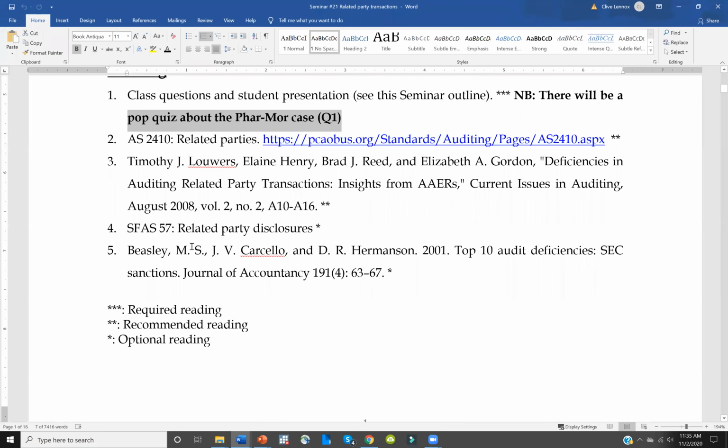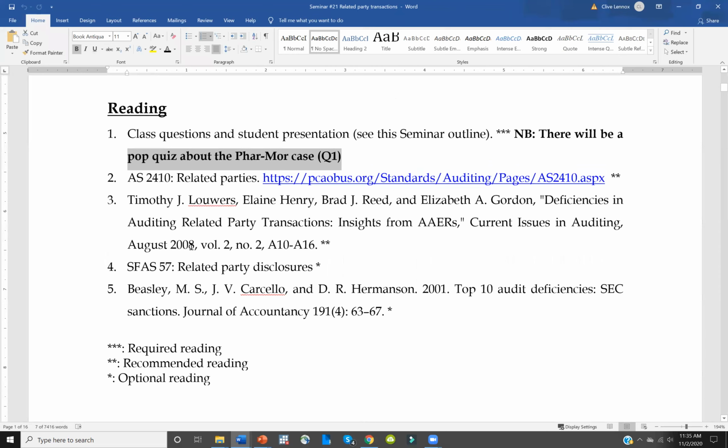If you'd like to find out more information relating to the auditing standard on related party transactions, here is the link. That's recommended reading. Also recommended reading is this article by Tim Lowers, Elaine Henry, Brad Reed, and Elizabeth Gordon that talks about how auditors sometimes fail to properly audit related party transactions. What this study does is look at accounting and auditing enforcement releases issued by the SEC, and at those cases where the SEC criticized the way in which the auditors were auditing the related party transactions. So that's quite an insightful article.